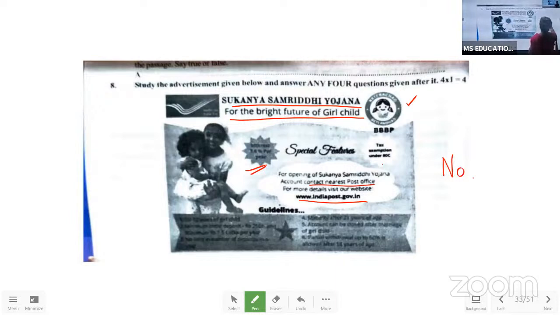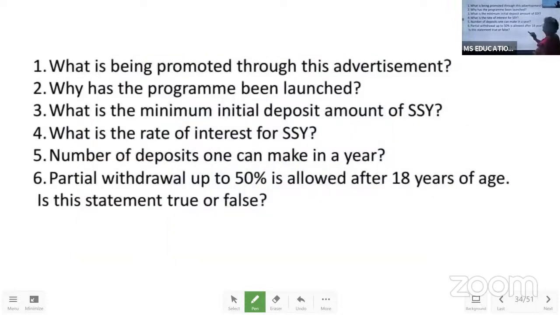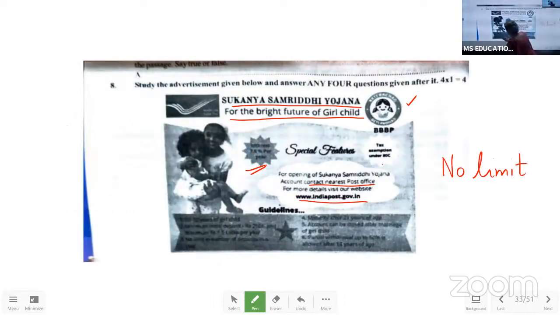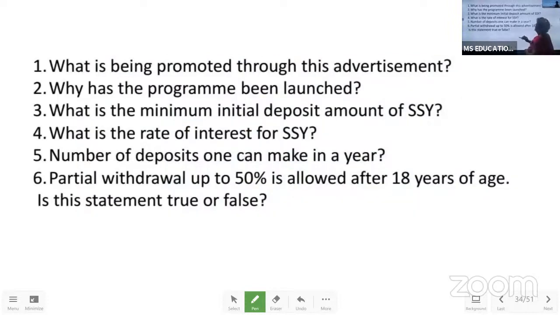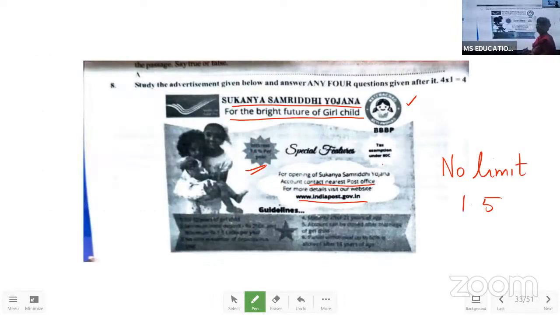I'm sorry, I'm not able to look into this. If you have a textbook, please follow, children. Then what is the rate of interest? Rate of interest is 1.5. Next, number of deposits one can make in a year. That is no limit. I think that is no limit.